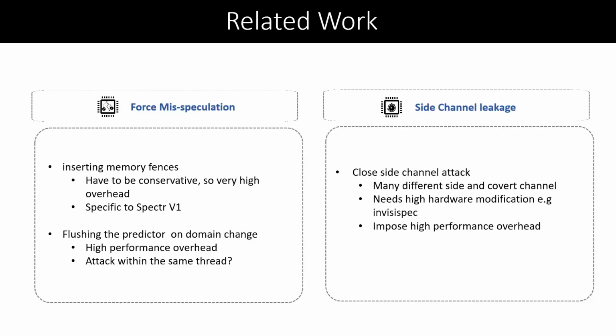Another class of defenses try to close side channel attacks. However, there are numerous different channels in the CPU, and each one of these solutions can only close one of the many channels. For example, InvisiSpec and SafeSpec can only stop the leakage from cache-based side channel attacks, but not the port contention-based one. Also, they usually impose high performance overhead and need significant hardware modification.